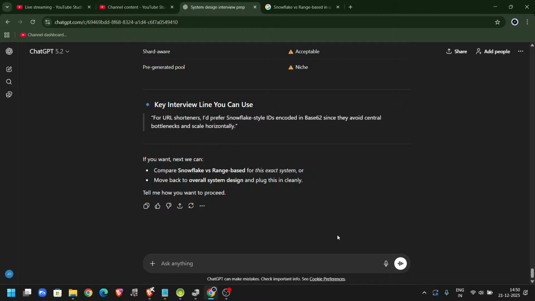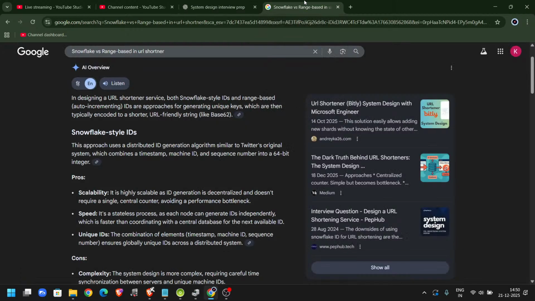Now it is suggesting two questions. Either we can compare Snowflake versus range based for the exact system. Snowflake is this one, and range based is this one where we store the range, or we can move back. I would prefer we simply read about it. We don't have to deep dive so much into it.